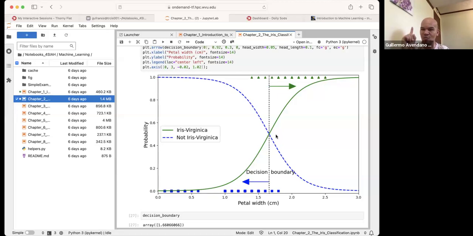And how do we do that? In this very simple case, we have just one parameter. It's the center of that sigmoid.